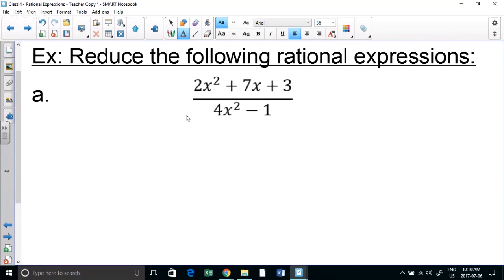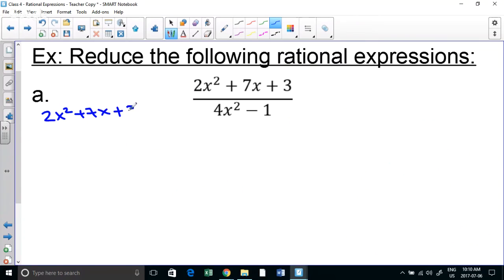Let's try number 2. So number 2 here, I have 2x squared plus 7x plus 3 as my numerator. My product is 2 and 3, 6. Because I've already checked, there's no GCF to remove. It's a trinomial, so this is what I'm going with. So I have 1 and 6. 2 and 3. Positive, positive, all positive. I got this one.